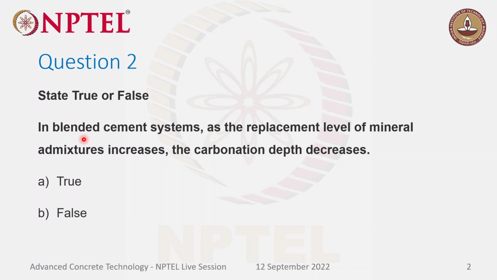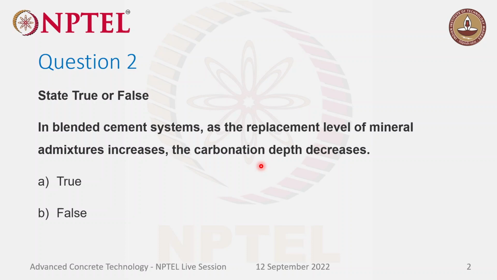The question is, in blended cement systems, as the replacement level of mineral admixture increases, the carbonation depth decreases. Okay, I'm repeating the question. In blended cement systems, as the replacement level of mineral admixture increases, say from 10% to 20%, assuming we replace OPC with fly ash from 10% to 20%, what will happen to the carbonation depth of that particular binder?